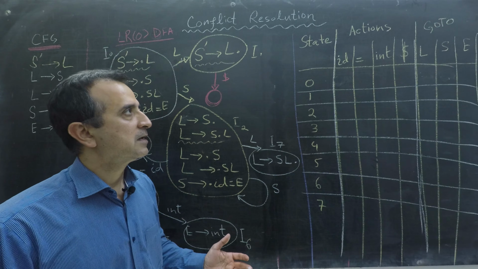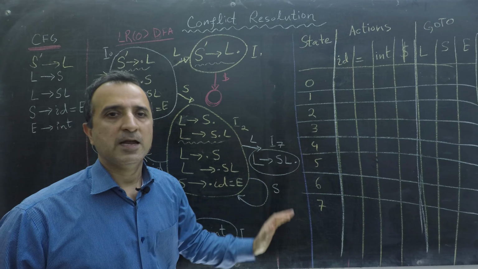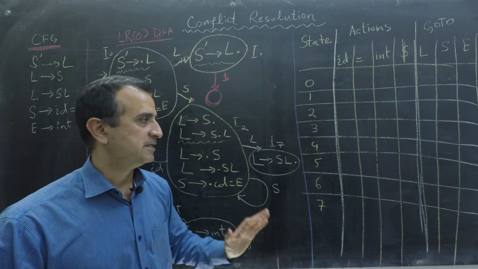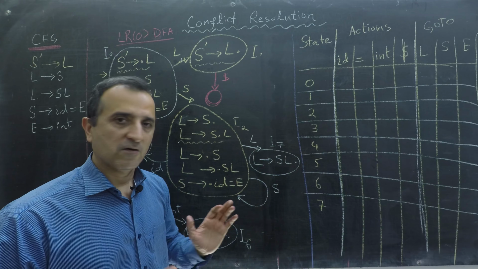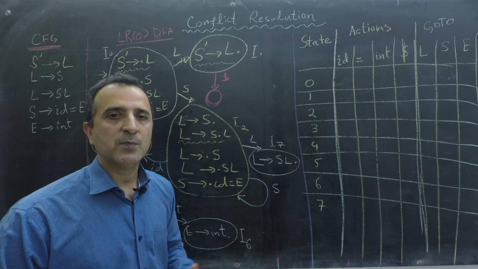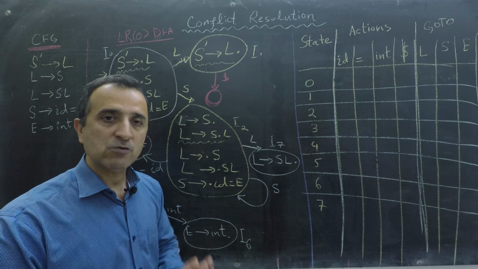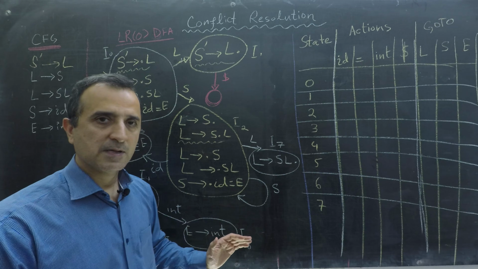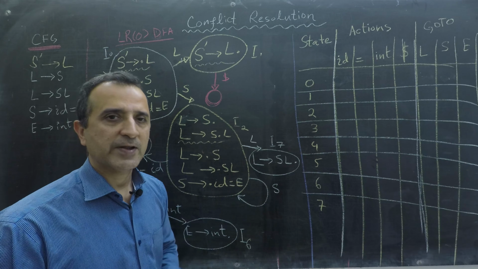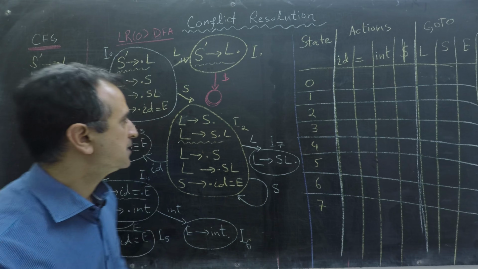First, I will write only shift and goto. I will not write reduce action in my table. Please note that LR0 parser and SLR parser are different only in the context of reduce actions. They are same in the context of shift and goto. So just first concentrate on writing the common part of both of those parsers.